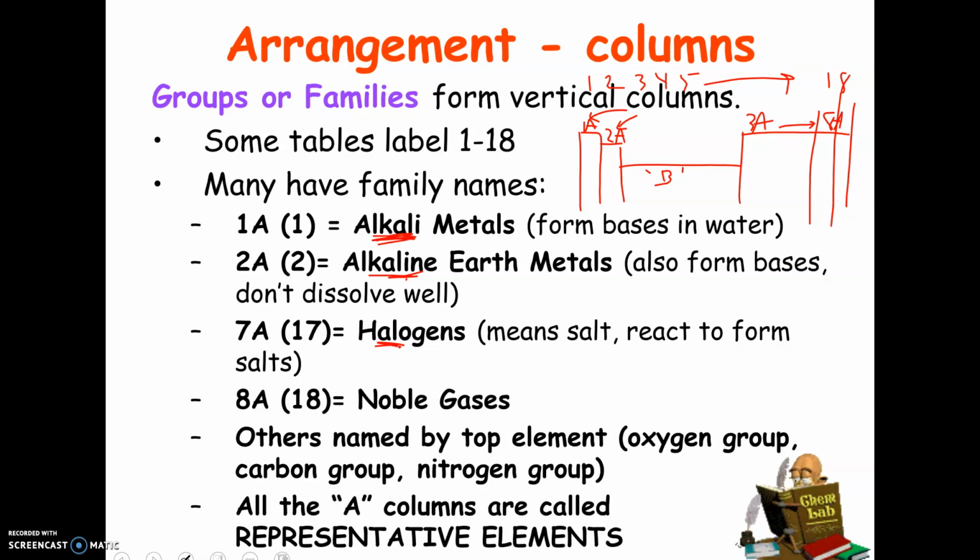Others are sort of named by the top element. So the oxygen group is the one with oxygen at the top. The carbon group is the one with carbon at the top. And again, the A columns are what we call the representative elements, and that's here. This is going to be 1, 2, and then 3 through 8 in the older version of the table.